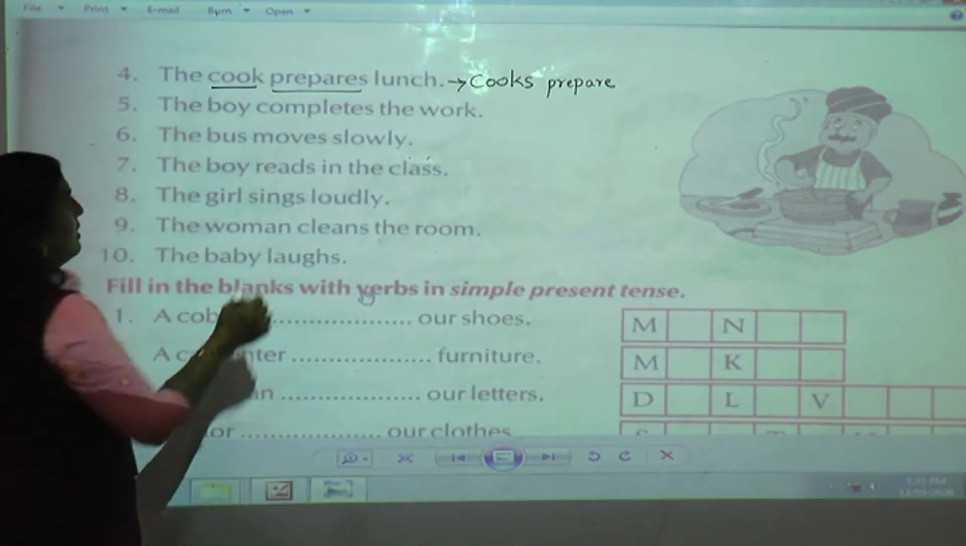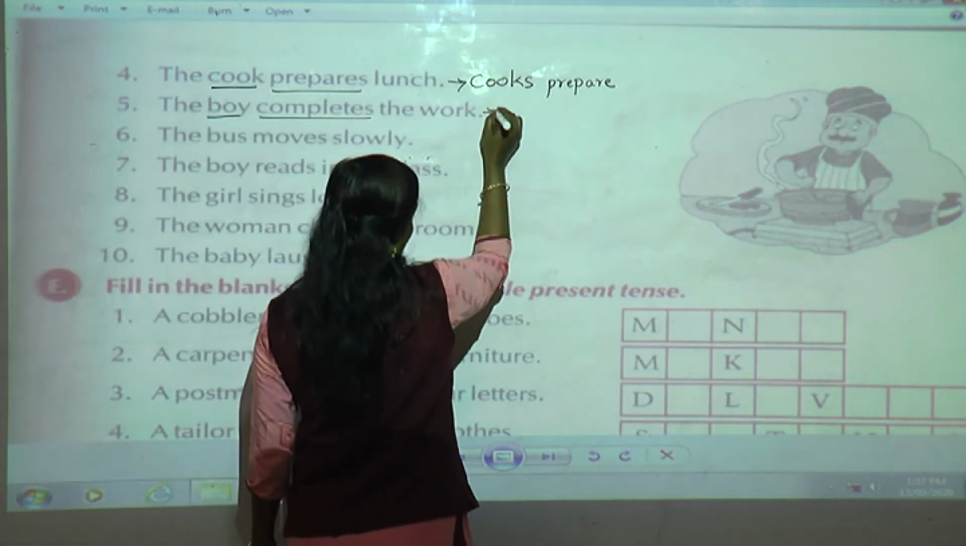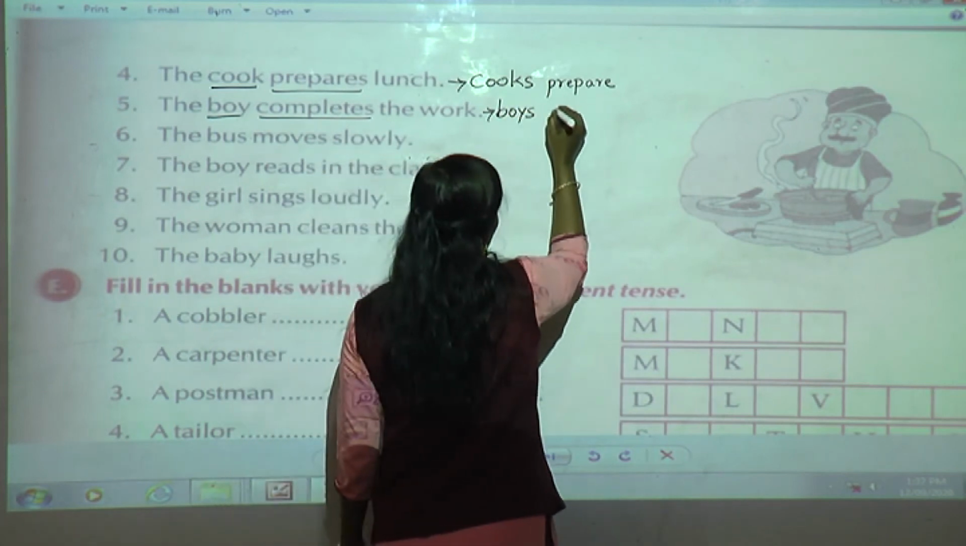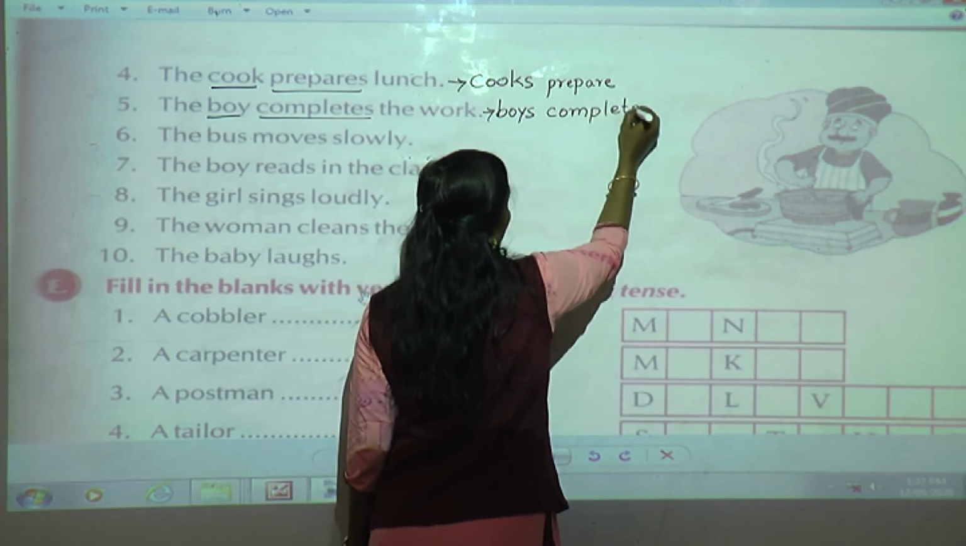The boy completes the verb. So boy is in singular, so I will make it into plural: boys. So my verb will not have S. So it will be complete. Got it, students? What you are doing?